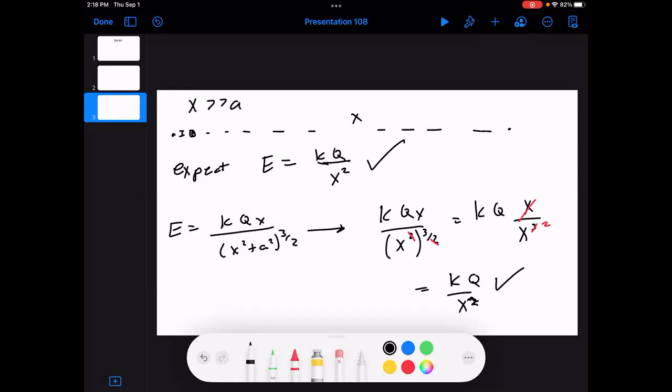And again, that's exactly what we wanted, right? Okay, so this equation not only is dimensionally consistent, it seems to match our expectations. And so that's a pretty good signal that we got it right.